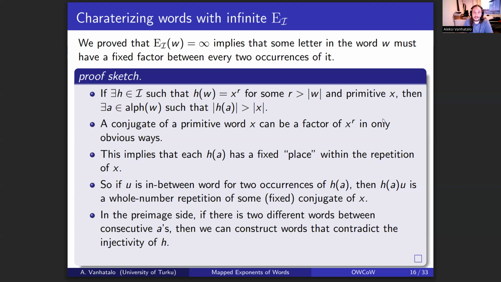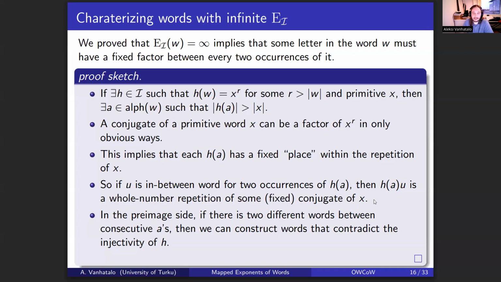And together, these two imply that each occurrence of image of A has a fixed place within the repetition of X. The figure in the next slide will make clear what I mean. And so if we have some in-between word between two occurrences of image of A, then the image of A U, where this is the in-between word, is a whole number repetition of some fixed conjugate of the repetition base X.